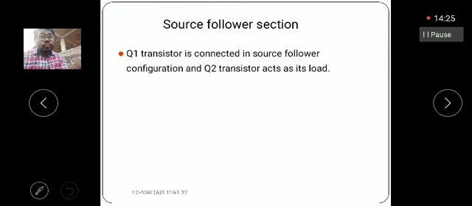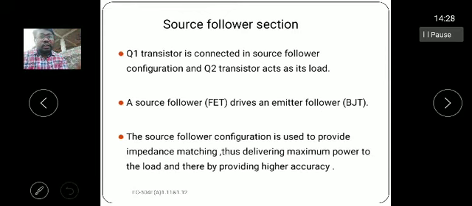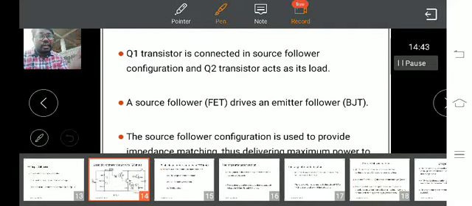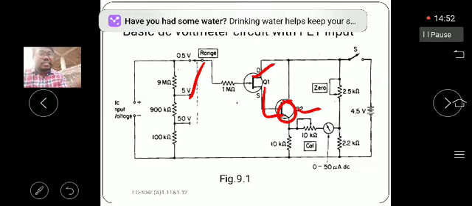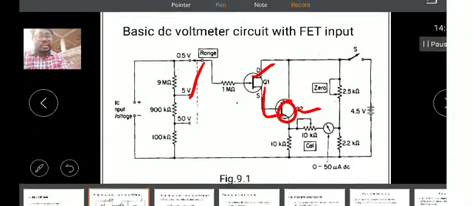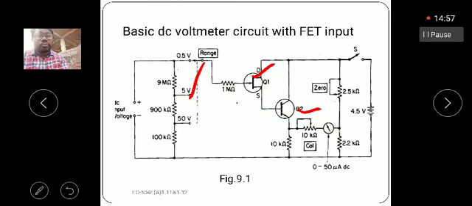After that, the source follower section. Here transistor Q1 is connected in source follower configuration and the Q2 transistor acts as its load, as shown in the figure. Q1 is the FET, and here is transistor Q2. The source is connected to the base of the transistor. This is the source follower.